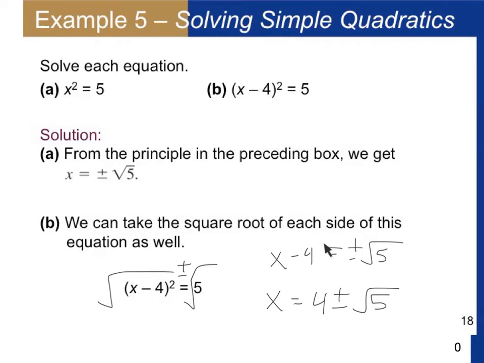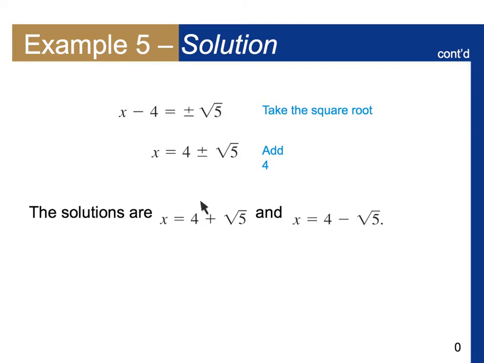So we can still use that same principle, even when we have an x minus 4 in the square. Because if we have a perfect square, we can take the square root of both sides, and it undoes that square. That's what the square root does. It undoes the square. So here we can see that x minus 4 equals plus or minus square root of 5, and then we just add 4 to both sides. Okay, so here are our two solutions. x equals 4 plus the square root of 5, and x equals 4 minus the square root of 5.